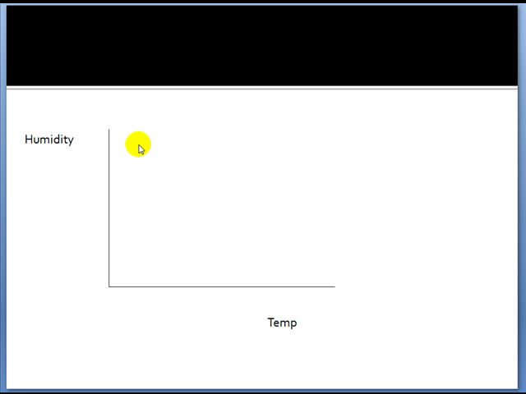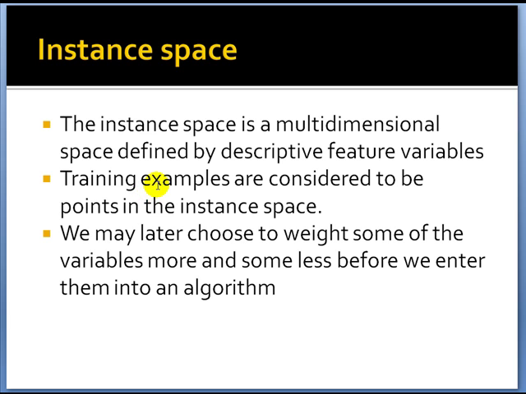Suppose the instance space only consisted of these two variables, not all of the variables we were talking about before. So a point here is a point in the instance space. If you had three dimensions, you'd have a point in the instance space as well. It doesn't matter how many dimensions we have, we still call it a point in the instance space. So training examples are considered to be points in the instance space. Also, we may later choose to weight some of the variables more and some less before we enter them into an algorithm.